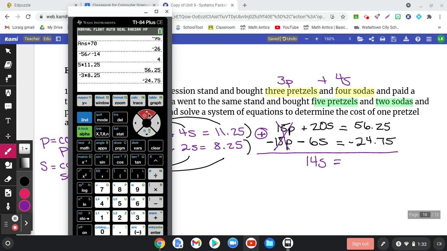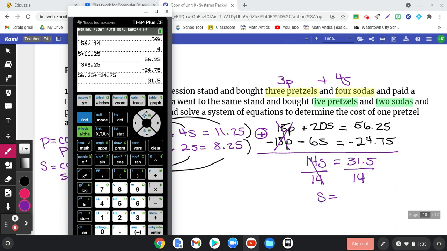I already have those numbers in there if you just go up and hit enter. So that plus that, 31.5 or 3150. Divide by 14.